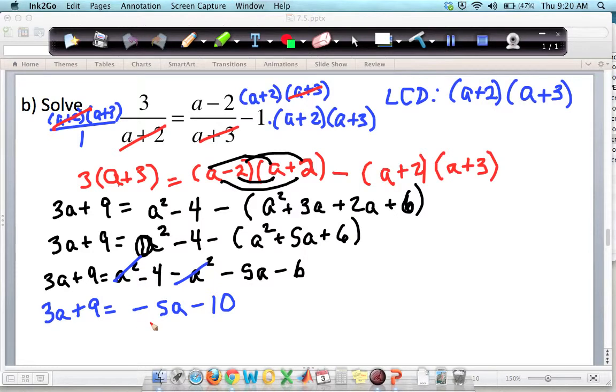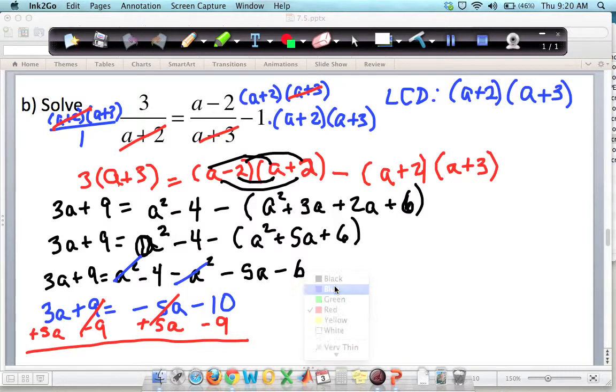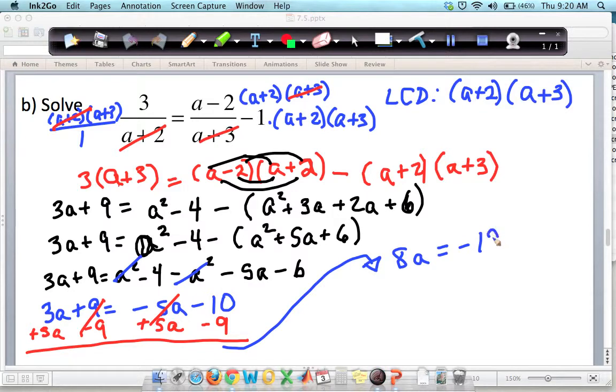So I'm going to add 5a to both sides of the equal sign. And at the same time, I'm going to subtract 9 from both sides of the equal sign. And that way these will cancel. And when I do this, I'm left with 8a equals negative 19. Divide both sides by 8, and you get a equals negative 19 over 8.